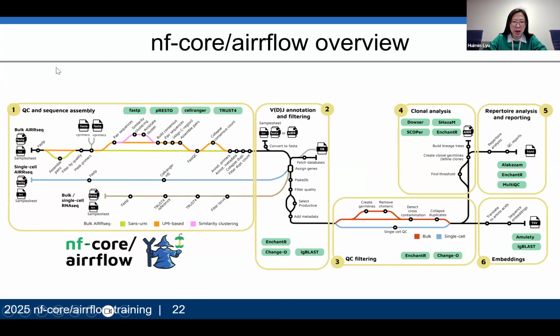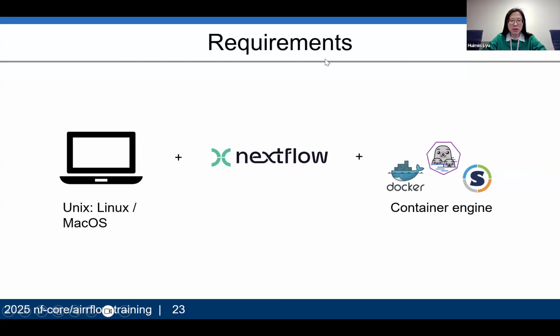Here is another map of our nf-core airflow pipeline. So you can see the detailed processes here. I will not explain them one by one. It would cost me a whole day. Okay, and the requirements to run the nf-core airflow pipeline: you need to have a Linux system or Mac. It does not support Windows now. And you need to download Nextflow, and you need a container. Now, the most used are Docker and Singularity.